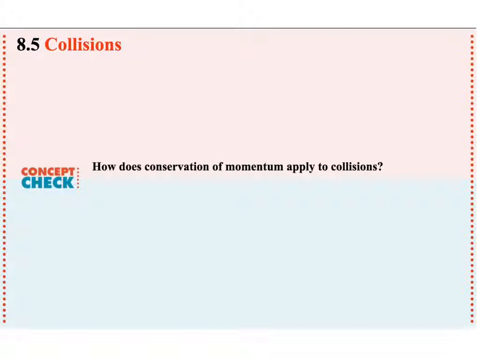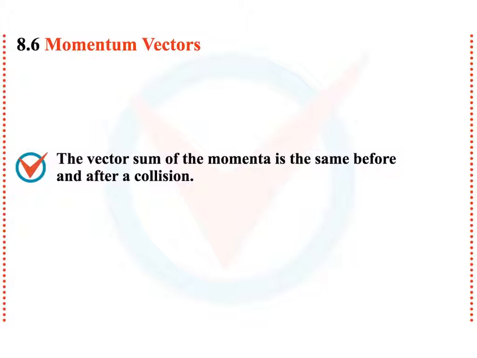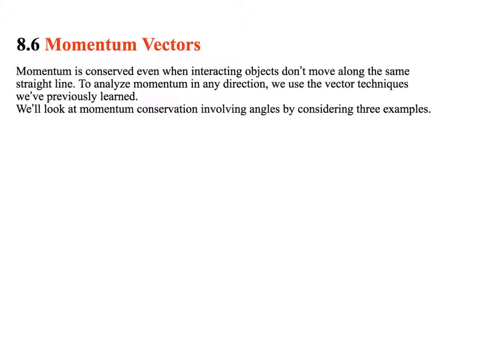How does conservation of momentum apply to collisions? Okay, momentum vectors. The vector sum of the momenta is the same before and after a collision. Momentum is conserved even when interacting objects don't move along the same straight line. To analyze momentum in any direction, we use the vector techniques we've previously learned. We'll look at momentum conservation involving angles by considering 3 examples.